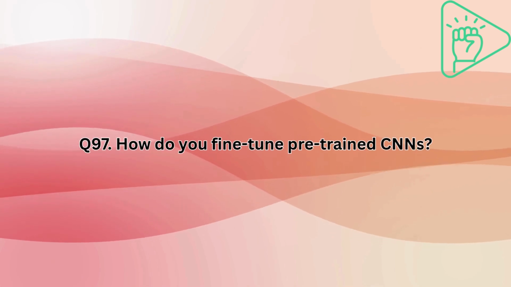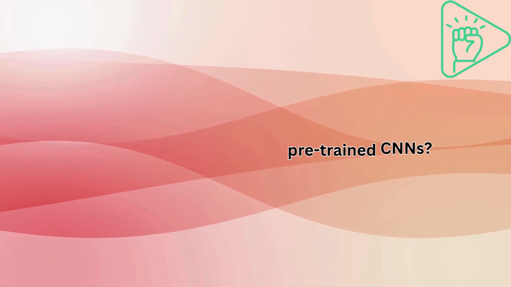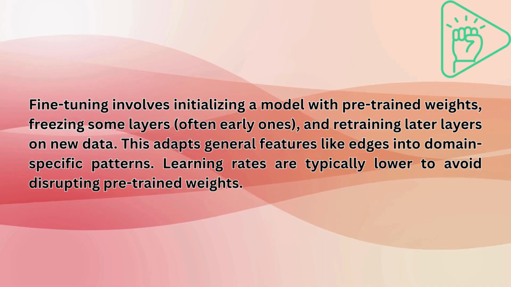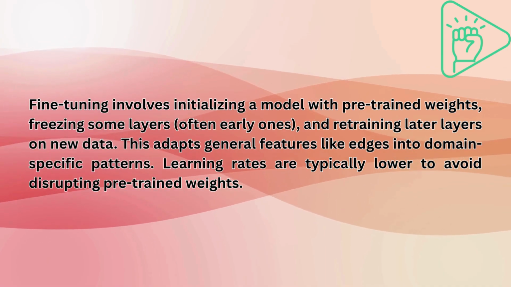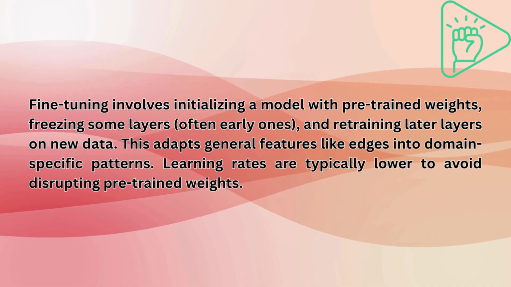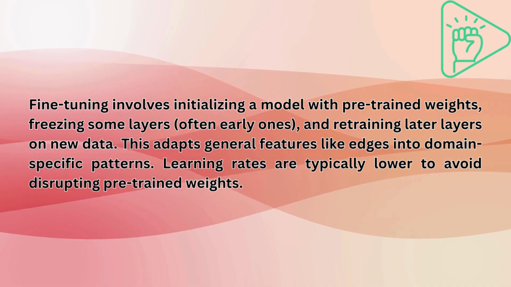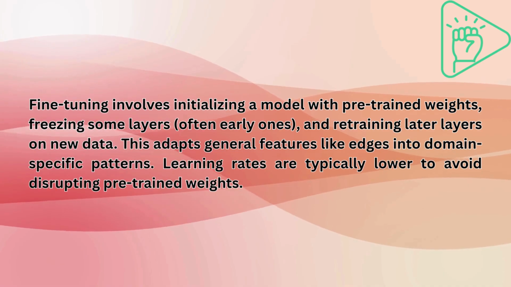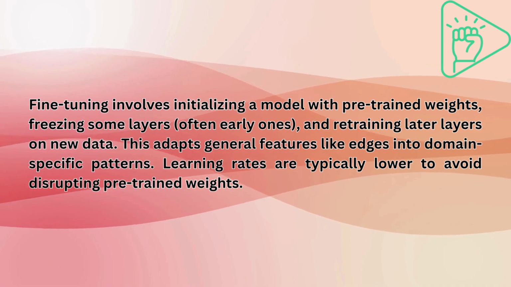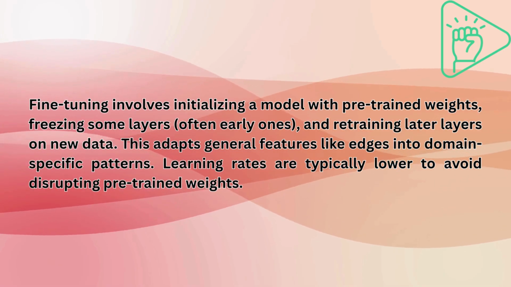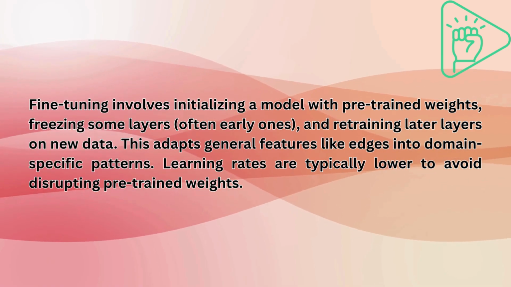How do you fine-tune pre-trained CNNs? Fine-tuning involves initializing a model with pre-trained weights, freezing some layers, often early ones, and retraining later layers on new data. This adapts general features like edges into domain-specific patterns. Learning rates are typically lower to avoid disrupting pre-trained weights.